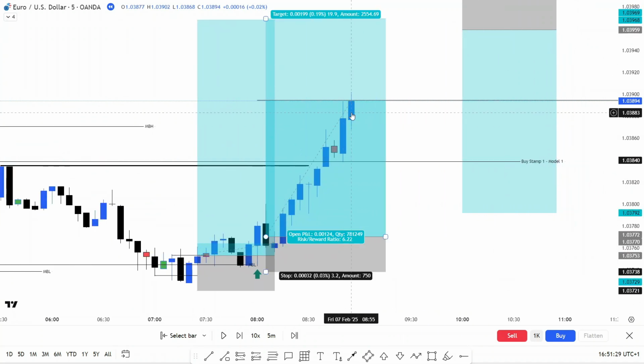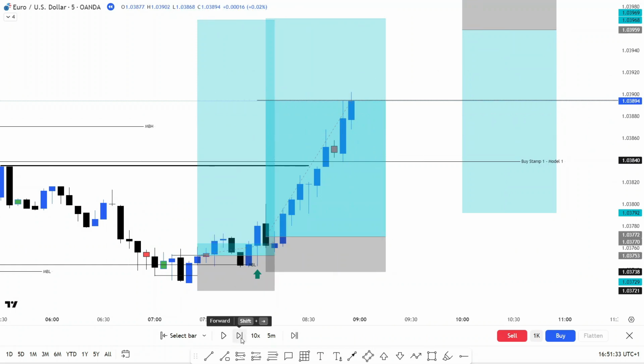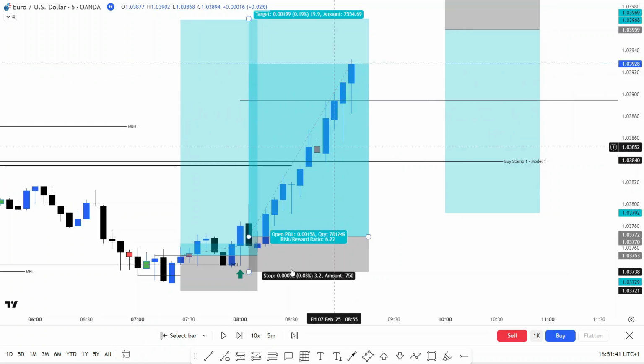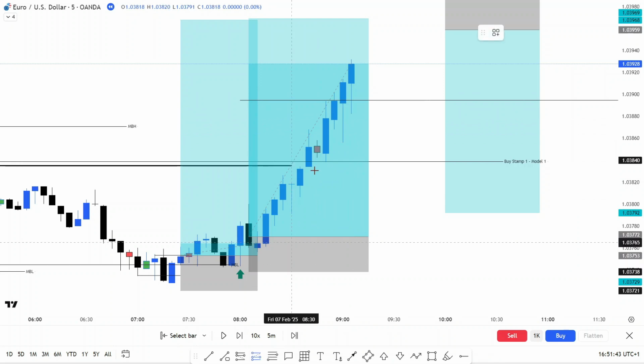So the next thing that we want to do is wait for the first 5 minutes of the next hour. So this is the first 5 minutes of the next hour, which is the 9 a.m., and automatically, of course, I took this trade.